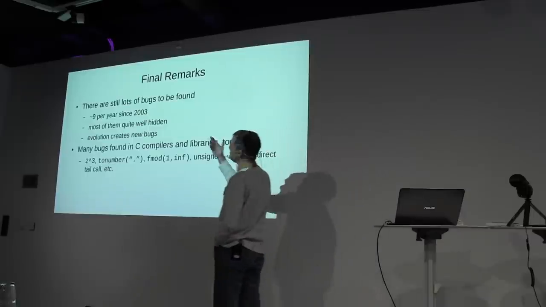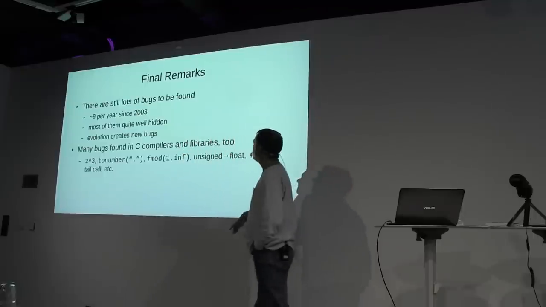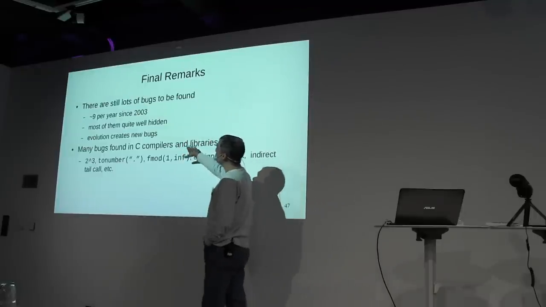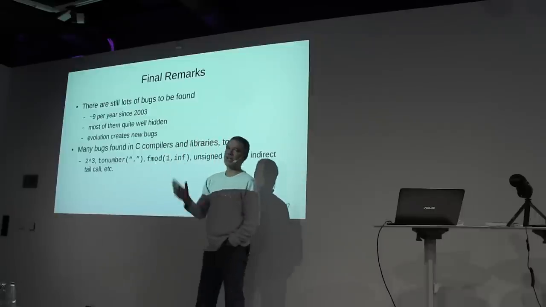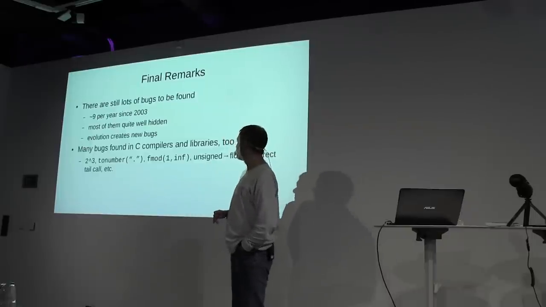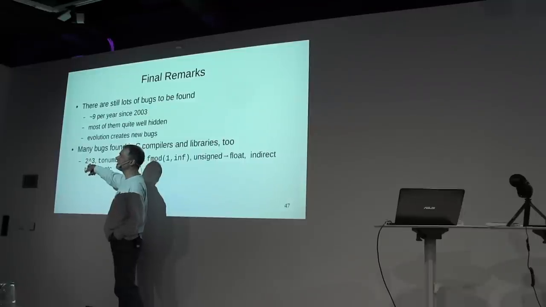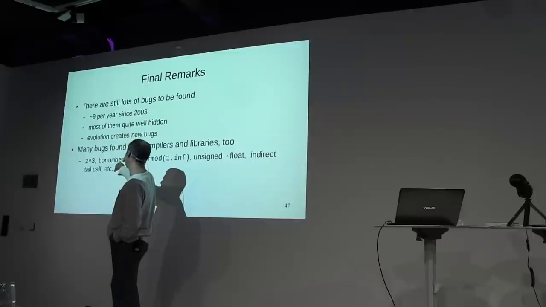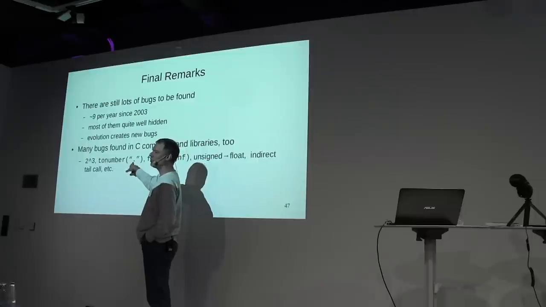And of course, as we remove bugs, we change the language and then we create new bugs all the time. And we also have found many bugs along the years in C compilers and in libraries. We have that one that, well, it's not officially legally a bug, but it is a bug in the 2.3. So once we got a libc that accepted that as a correct floating point number.